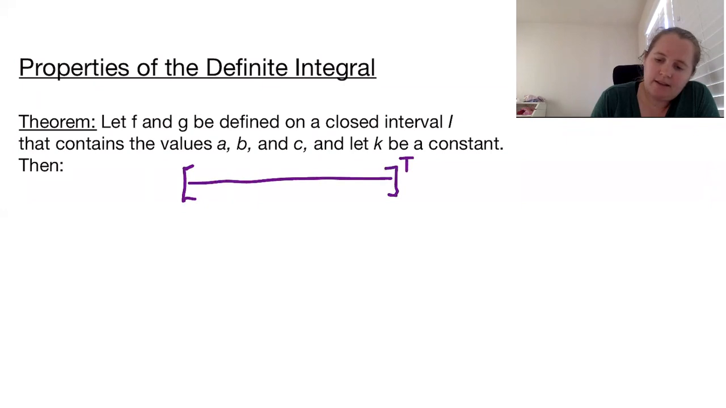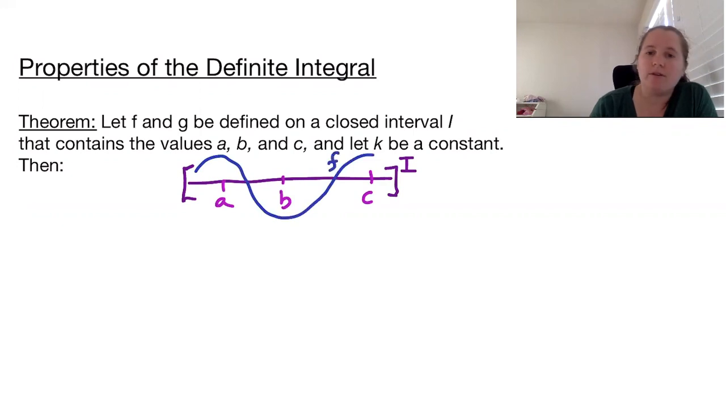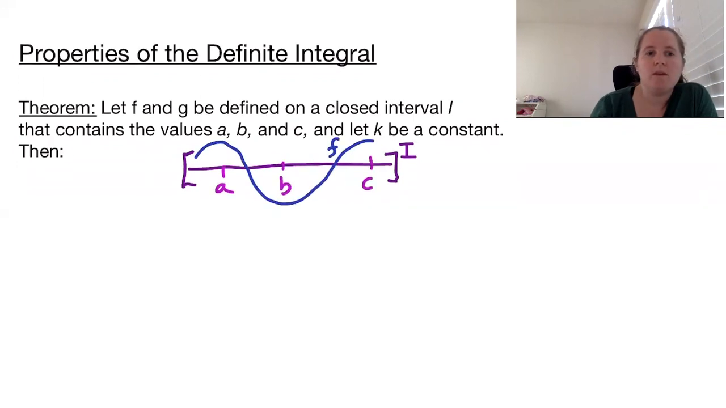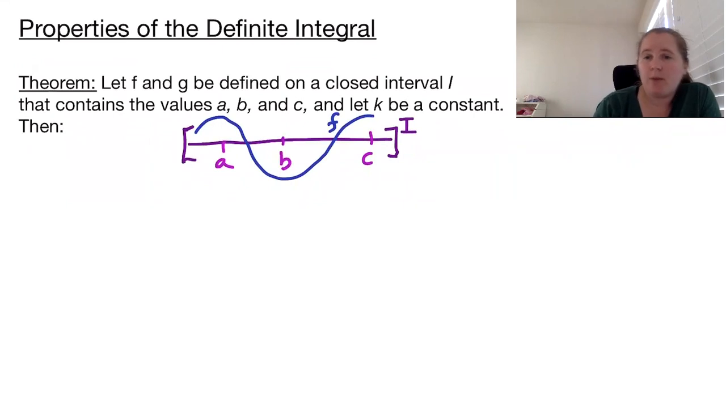So this is I. F is graphed somewhere above that, and a, b, and c are somewhere within. And then, of course, we have our function f graphed wherever. So this is f, however it looks. Then we have a few properties about the definite integral.